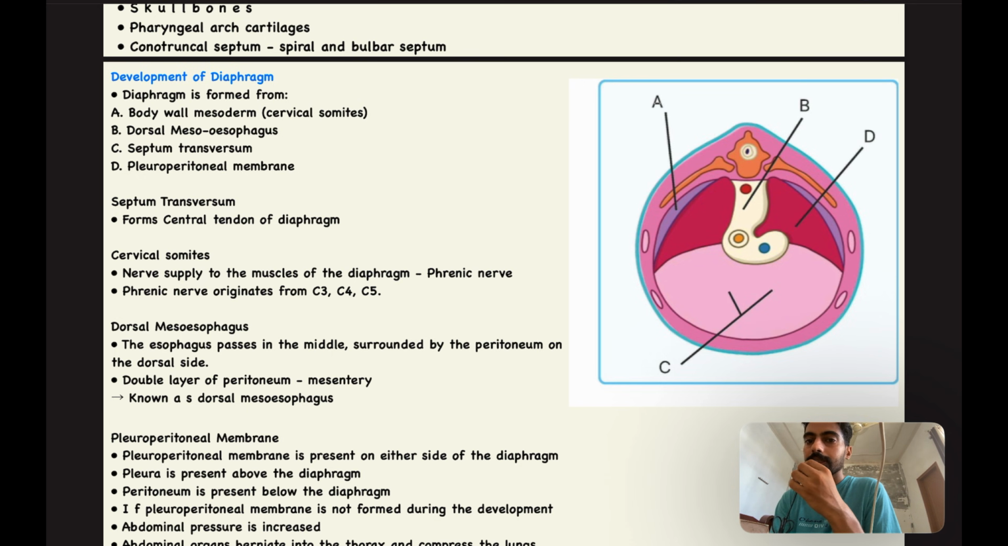So if we talk about septum transversum, this is septum transversum. It forms the central tendon of the diaphragm. So it is right here. It will form the central tendon of the diaphragm.